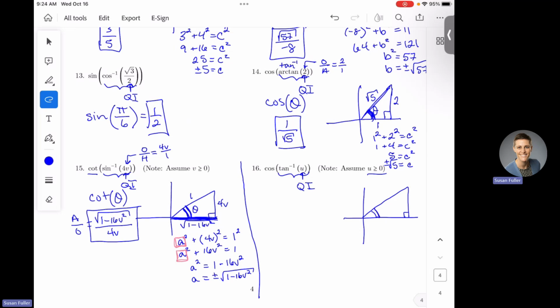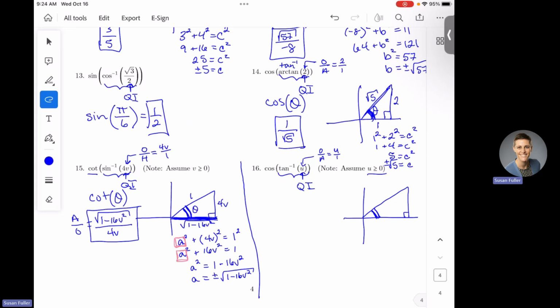Here's my reference angle. And I know that the ratio in here is a tangent ratio. A tangent ratio is opposite over adjacent. So my opposite over adjacent has to be u, or u over 1. So I want you to go ahead, pause the video, fill in your triangle, solve for that missing side, and finish the problem. Yes, you can. Hit play when you're ready. All right, hopefully you've had a chance to do that.